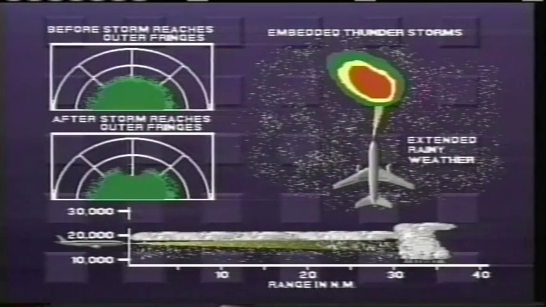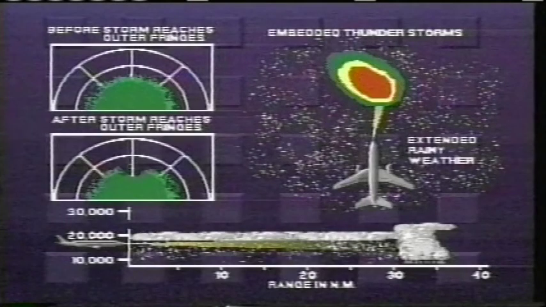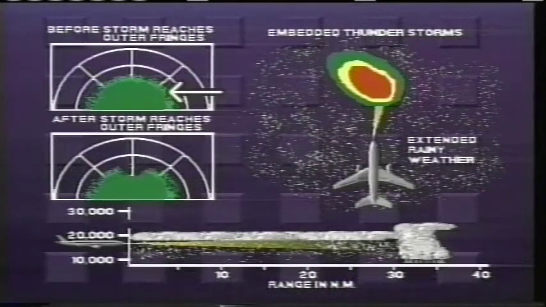Extended areas of rainy weather sometimes contain embedded thunderstorms. If an aircraft is flying in this type of weather, its radar beam will be significantly attenuated by the extended intervening rain. This will reduce its overall range performance. If the beam of the radar is adjusted to only display rain echoes, the display will appear like this.